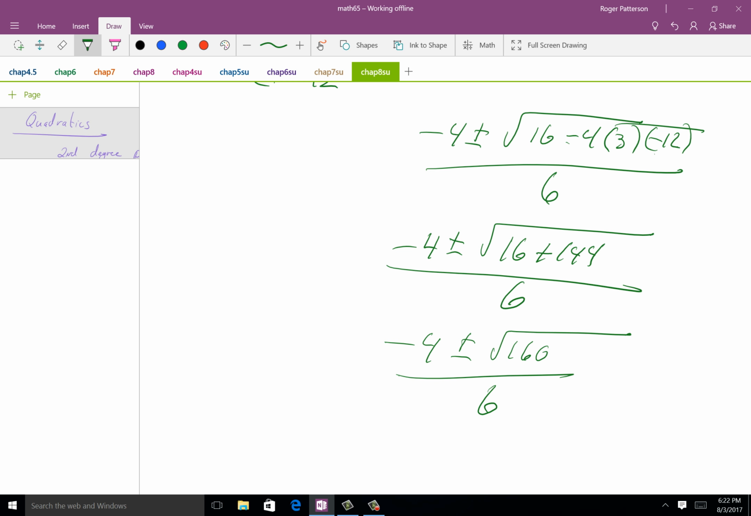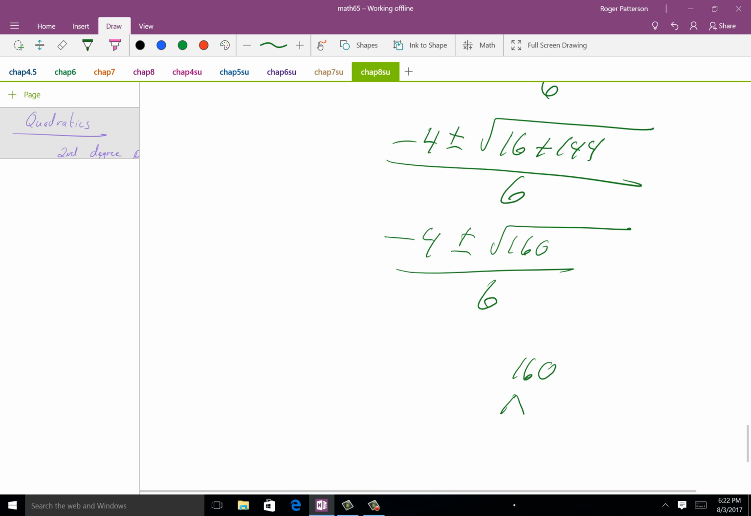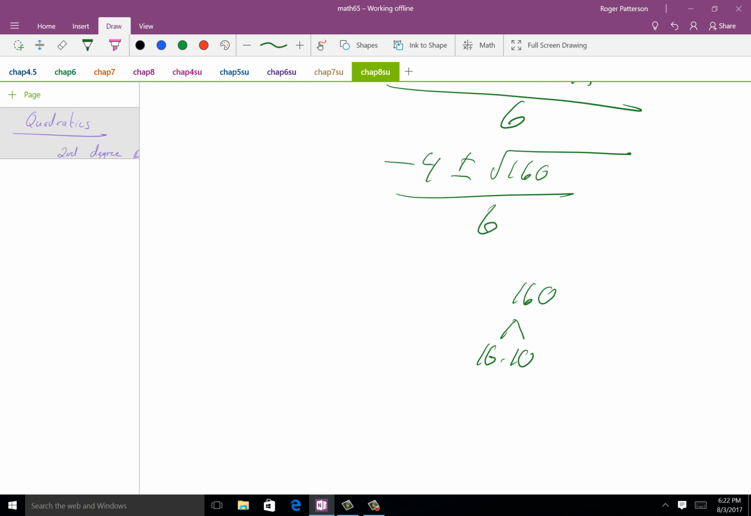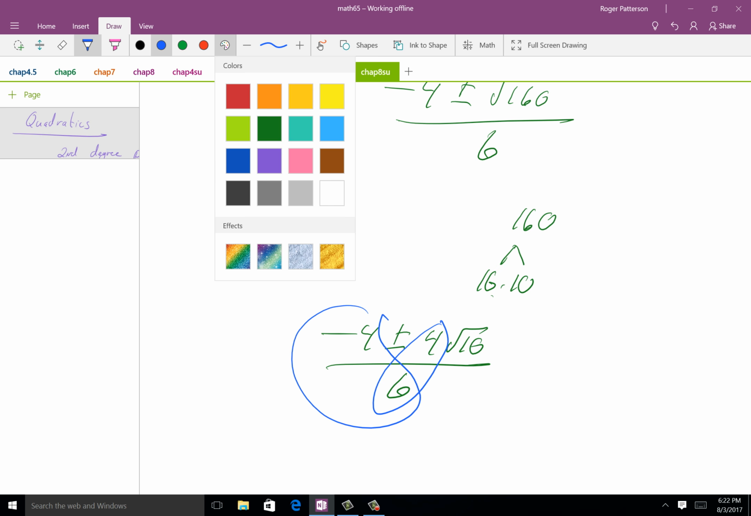So now I get 160. Again, I don't know. Oh yeah, 160 can be broken down. 16 and 10. Square root of 16 gives us 4. Square root of 10 on the inside. Okay, so again, I can reduce this here and here. Leave the number underneath the square root alone.